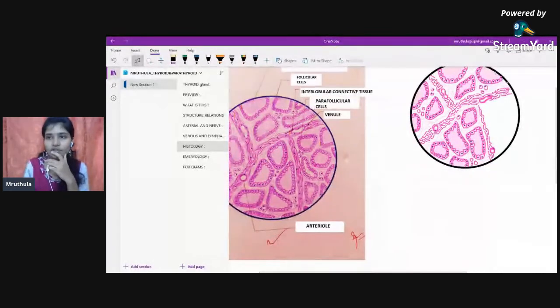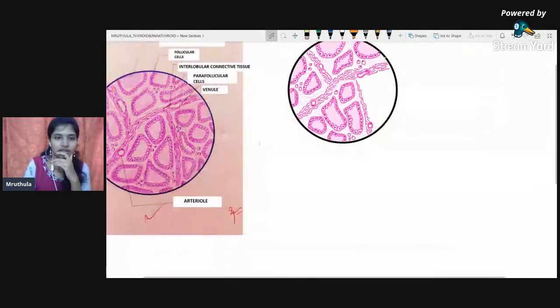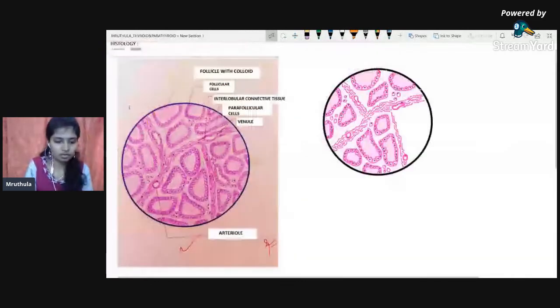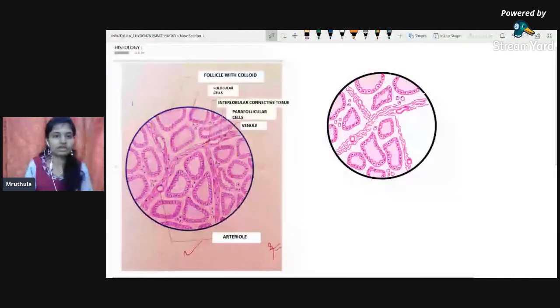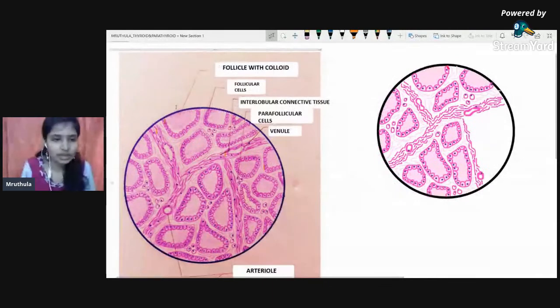So what you see on the screen right now is the histology of the thyroid gland. The left side is the picture drawn on paper. I took it from a record notebook. This is how the thyroid histology looks. Before talking about the features of this histological appearance, first let us see how the histological diagram is made. How do we create this?